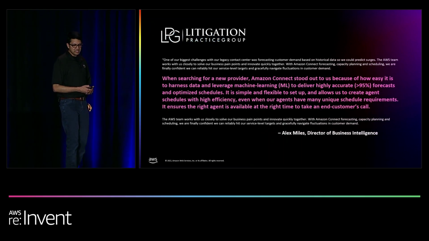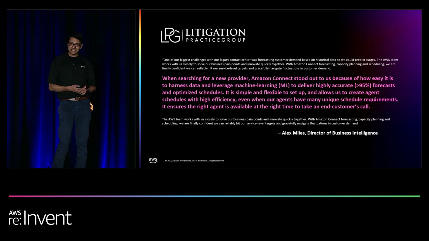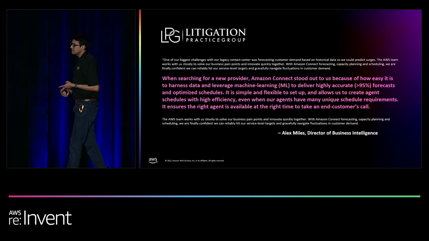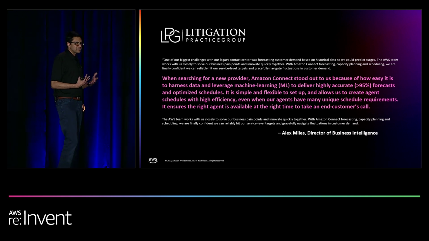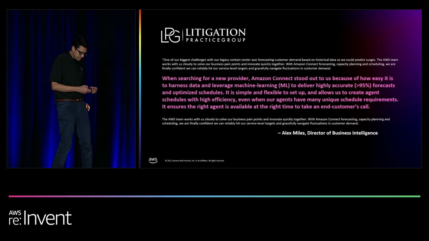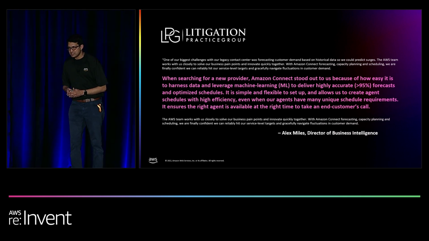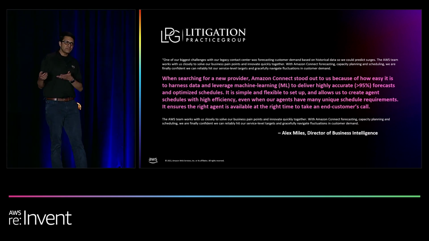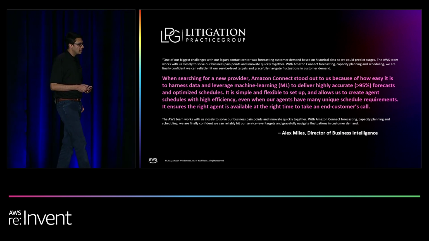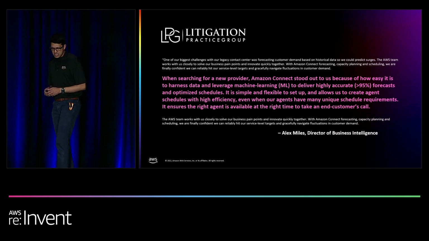And the second customer is Litigation Practice Group. They provide legal services to end customers throughout the United States. The challenge for them was inaccurate forecasts. With the existing workforce capability they had, the accuracy of the forecast was less than 90% for their lines of business. And what happened was, by deploying Amazon Connect forecasting, capacity planning, and scheduling, they were able to achieve more than 95% accuracy, significantly higher than what they had before. Okay, so those are two customer stories.